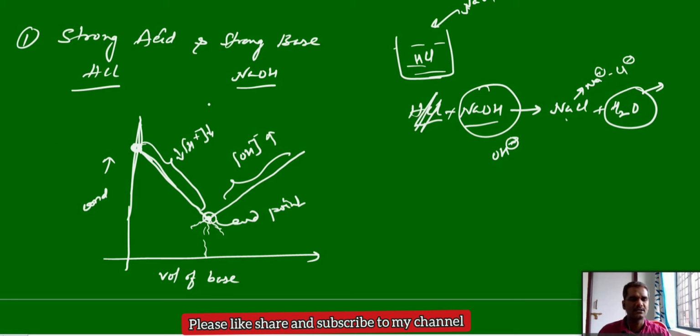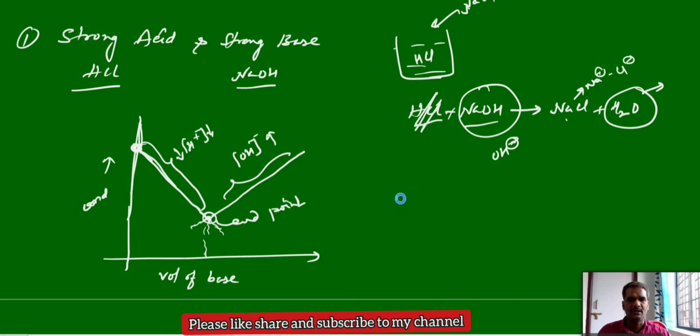So this is the strong acid, strong base graph. Mostly in examinations they will ask you how the graph looks for a strong acid and strong base case in a conductometric titration: conductance versus volume of base added.